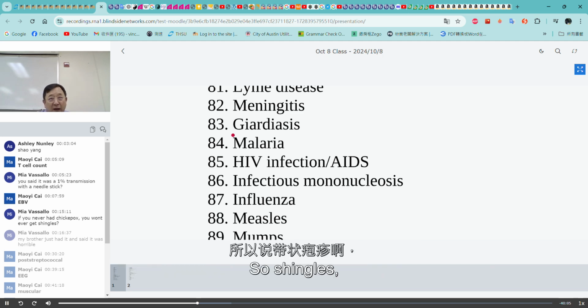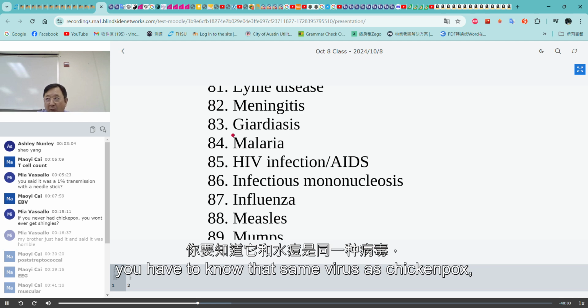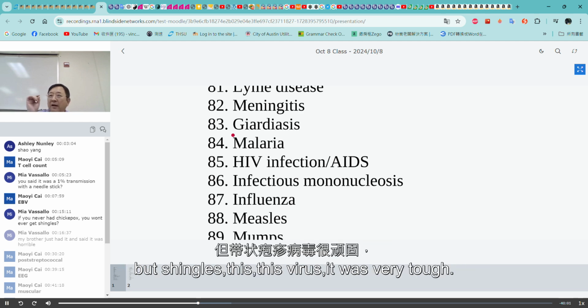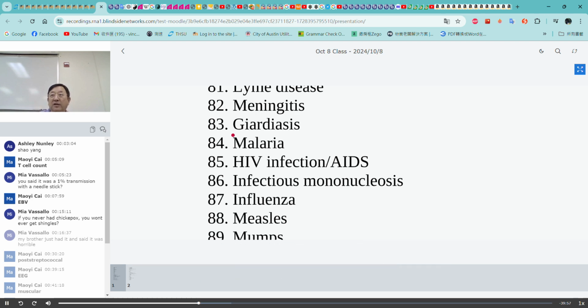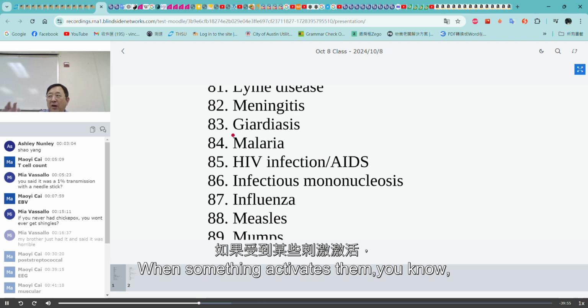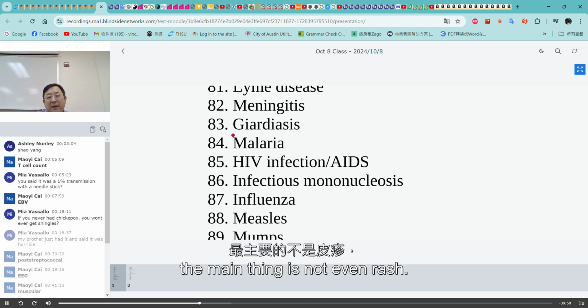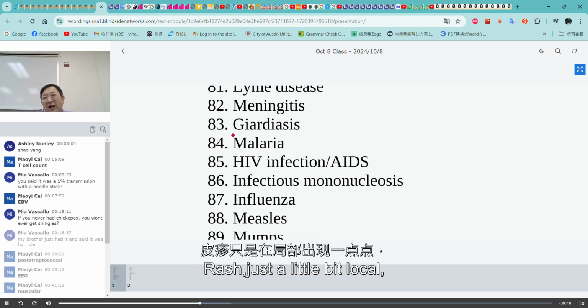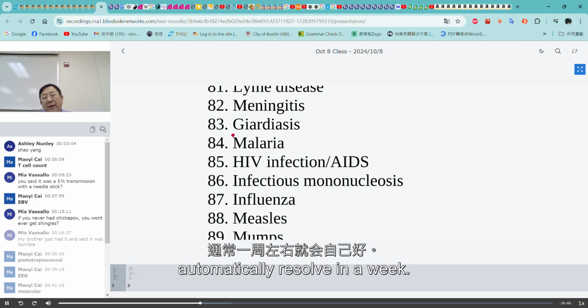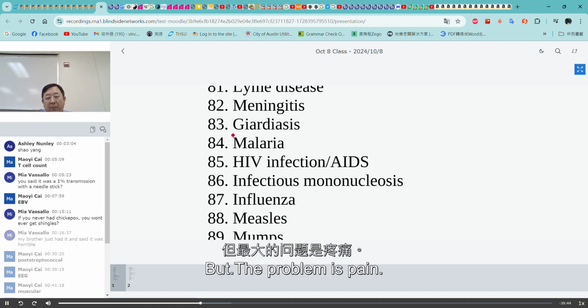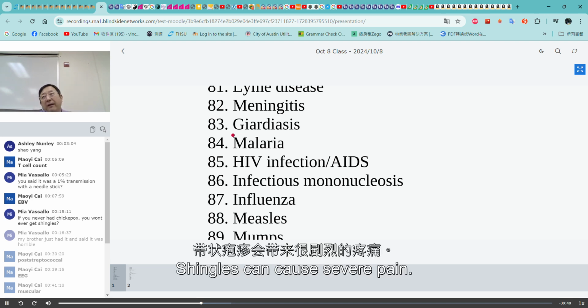Okay, so shingles. You have to know it's the same virus as chickenpox, but this virus is very tough. It hides in the nerve root. When something activates it, it comes out along the sensory nerve. That's why with shingles the main thing is not even the rash. The rash is just a little bit local and automatically resolves in a week. But the problem is the pain. Shingles can cause severe pain.